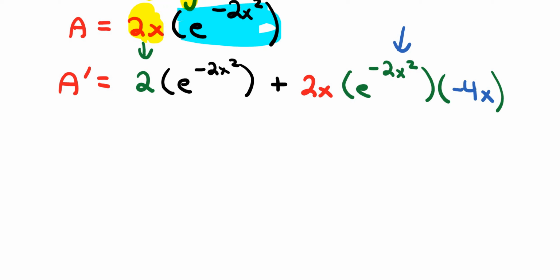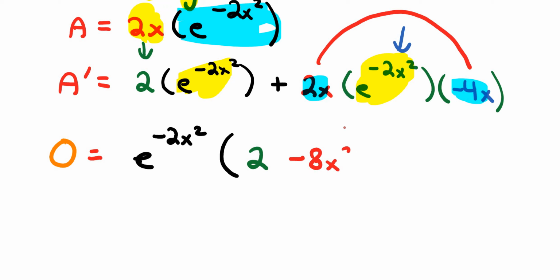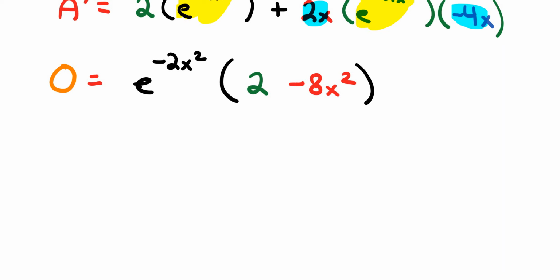Okay, after we have taken our derivative here, we want to set our derivative equal to 0. So now we've got to clean up the right-hand side here. I see that I have this term and that term. Those are common in both terms, so I can factor that out. So that's e to the power of negative 2x squared. And then what's left? I have the green 2. And then if I multiply this 2x and the negative 4x, that's going to be negative 8x squared. And there we go.